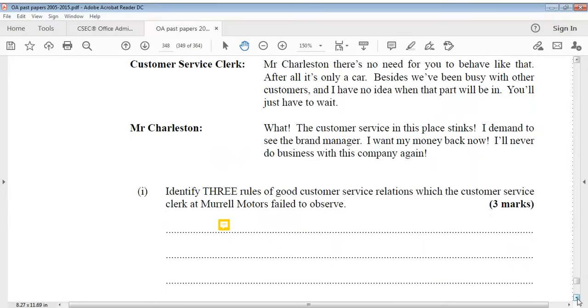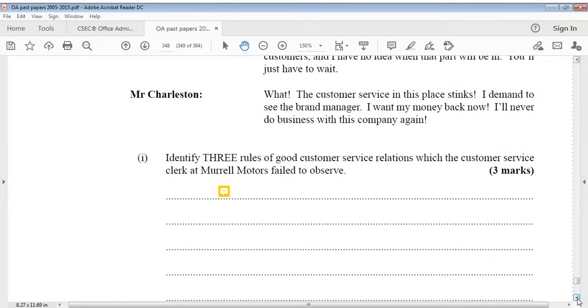So here it is now. The first question says, identify 3 rules of good customer service relations, which the customer service clerk at Morel Motors failed to observe. So let's look at 3 rules of good customer service.